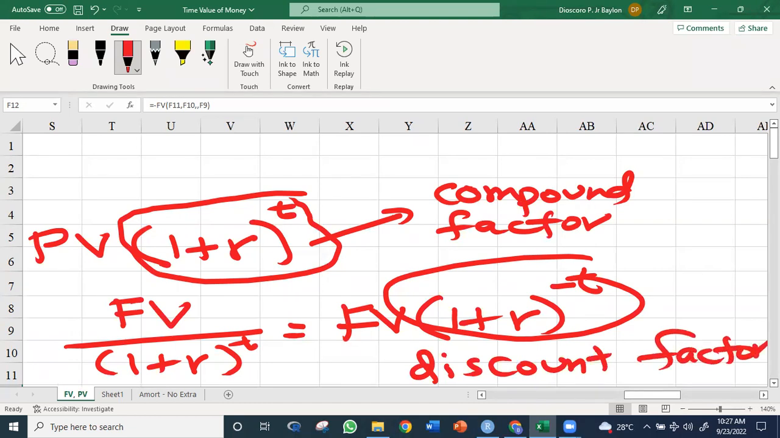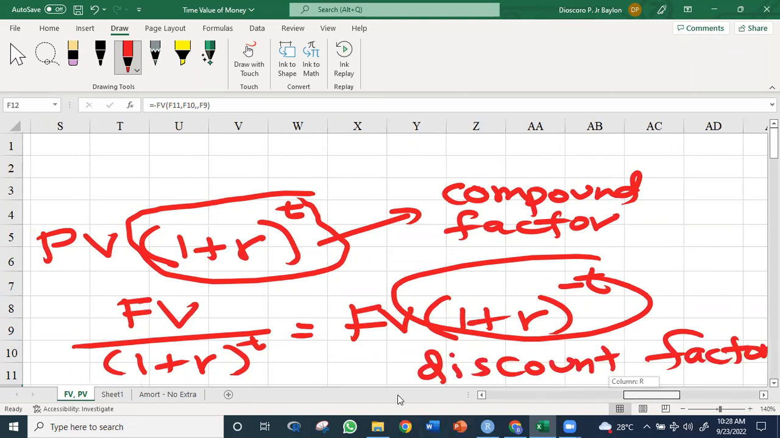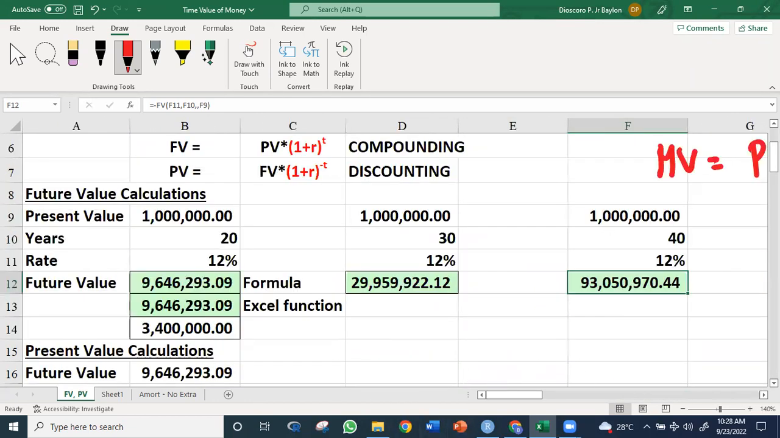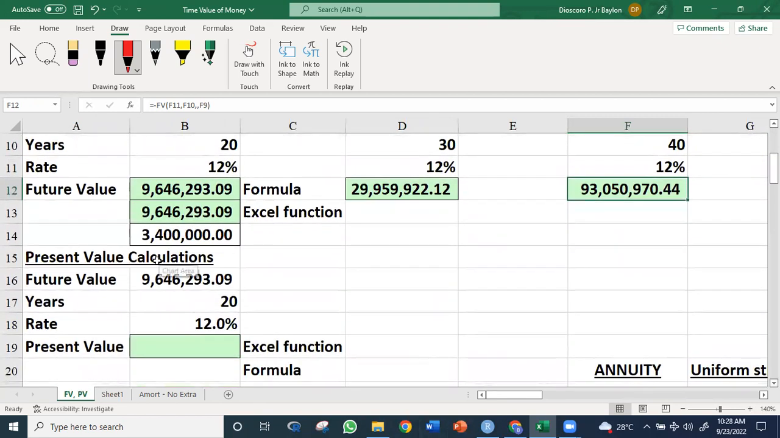Okay, so it's either 1 over 1 plus r raised to the t, or 1 plus r raised to the negative t. They're the same. Okay, so let's reverse the situation. Suppose we were given that the future value is 9646293.09, which is this one, right? So you're asked to get the present value given the future value, number of years, and rate.